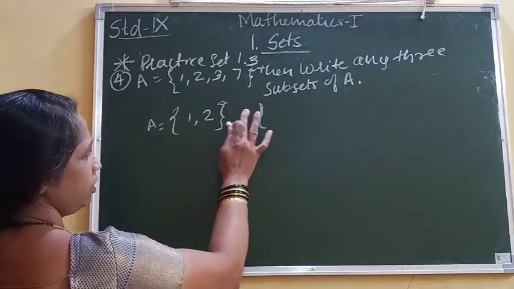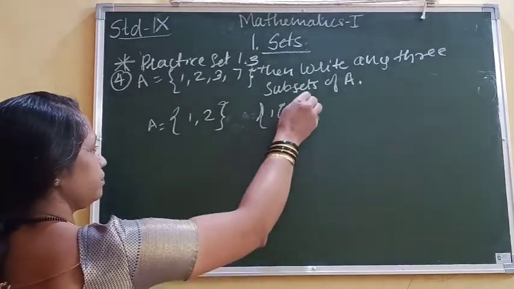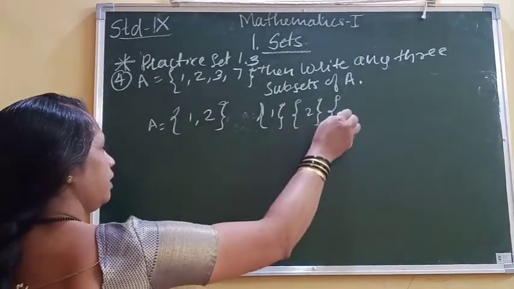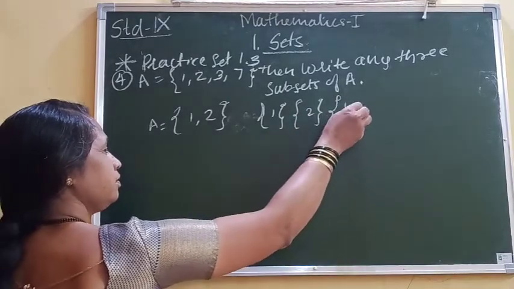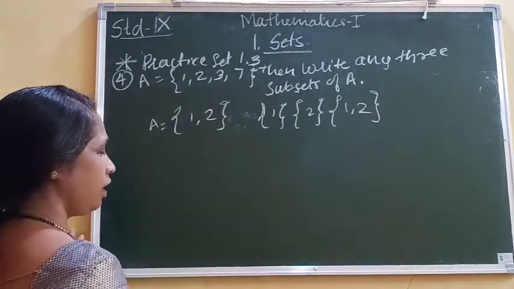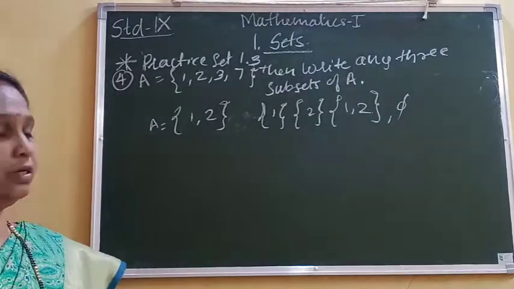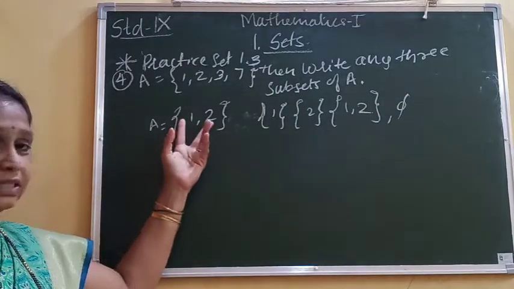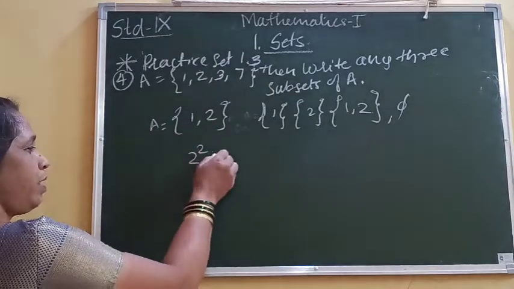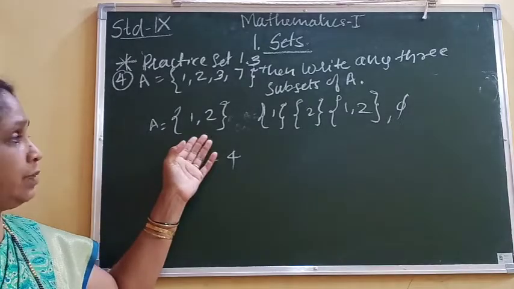You have to write all its subsets. So it will be what? {1}, {2} and {1, 2} and the empty set. Okay, here how many elements are there? Here 2 elements. So 2's power is what? 4.